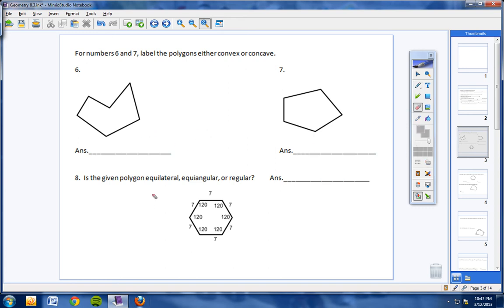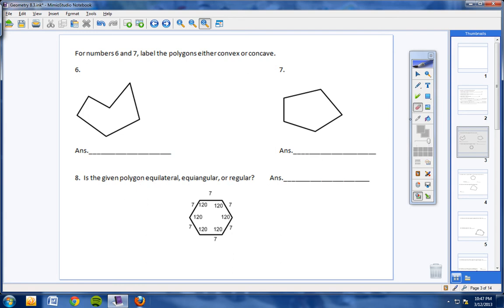All right. Moving on to number 8. Notice that all of the degrees are 120. All of the sides have a measurement of 7. And with that in mind, what is this polygon? Is it equilateral, equiangular, or irregular? Only one of those answers I want. I don't want anything else, just one of those words.